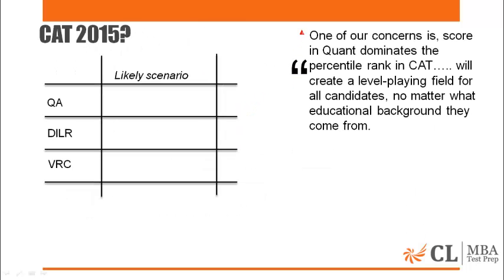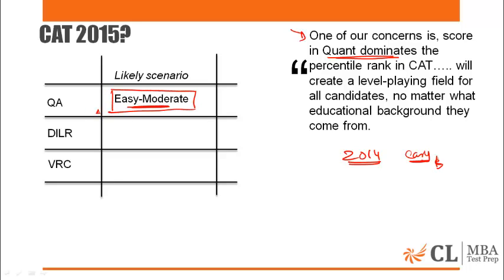So we go back to what he said, the quant dominated in the previous CAT. That is something that they want to reduce, right? So the 2014 CAT for QA was a little easy. It may not be as easy as 2014, but it will be slightly more difficult as a paper. It will not be really tough. So what we look at for QA is about an easy to moderate kind of a range.